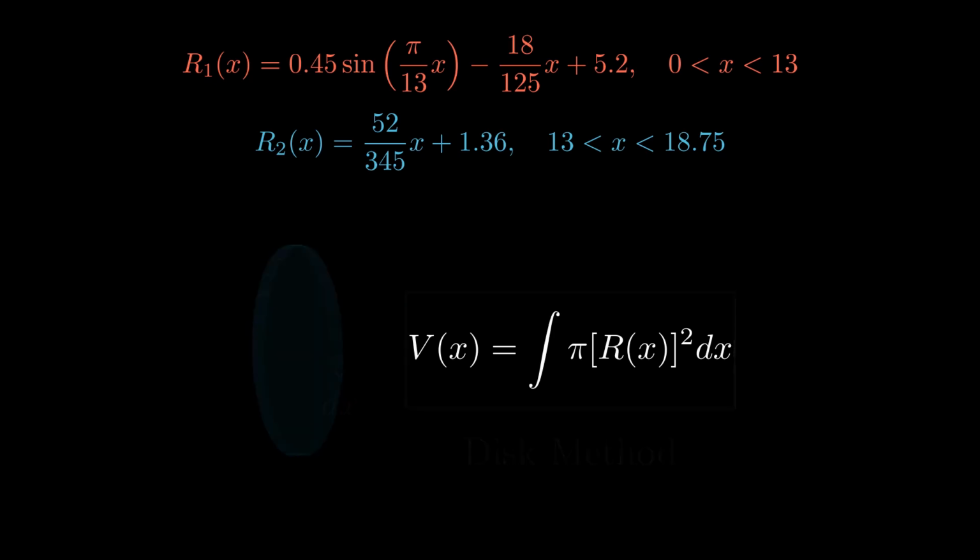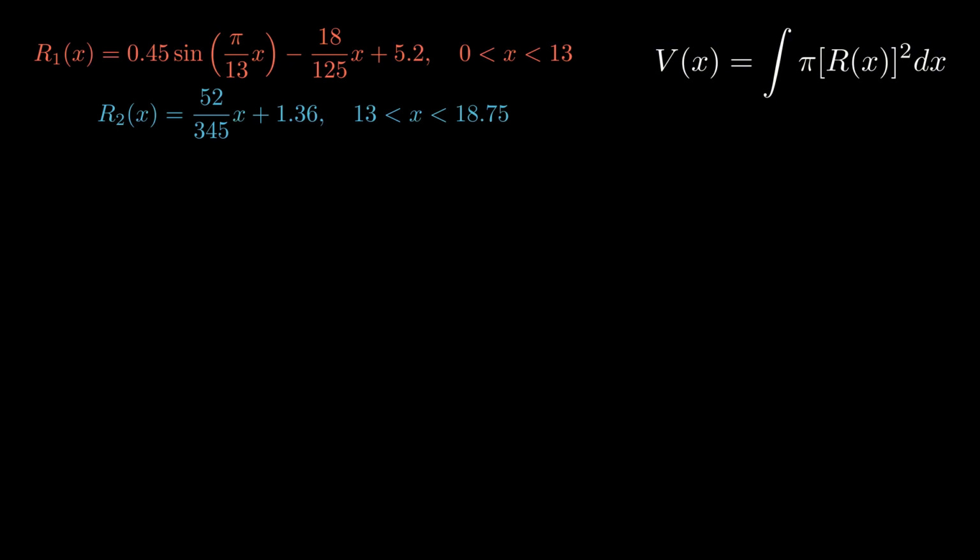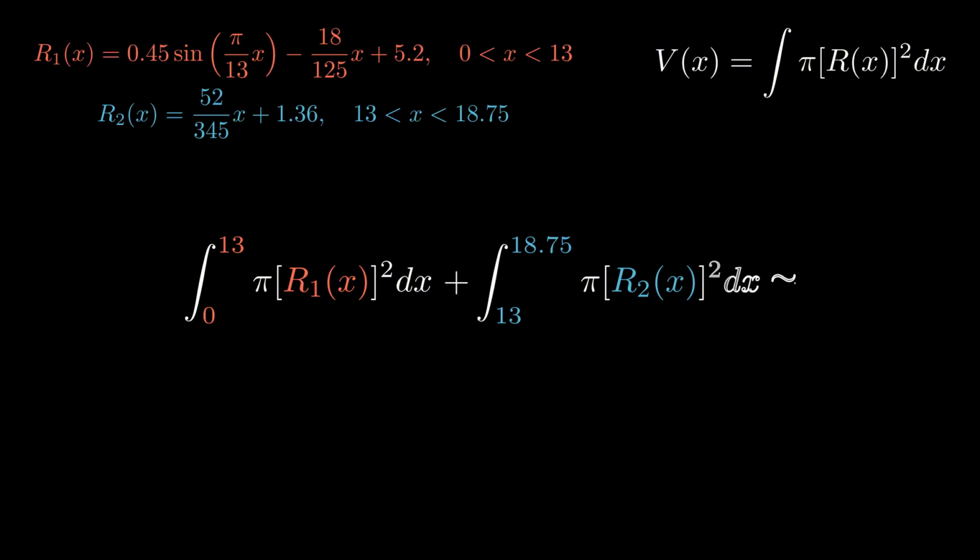Since we have two functions for the radius, r1 of x and r2 of x, we'll need to use two integrals, one for each function. Then, the bounds of the first integral will be the bounds for r1 of x, so 0 to 13, and the second integral's bounds will be r2 of x's bounds, from 13 to 18.75.